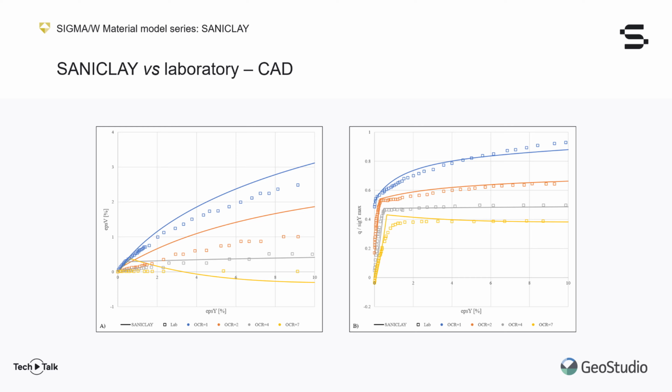Every dataset shows close agreement, which is remarkable given the wide range of densities involved. Remember, we didn't alter SANICLAY's input parameters once to achieve these results. We simply let the model's internal parameters evolve as K0 consolidation and K0 unloading occurred.